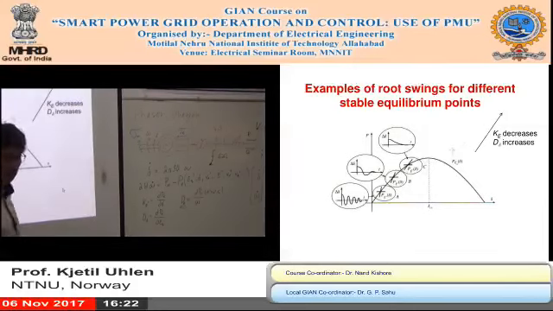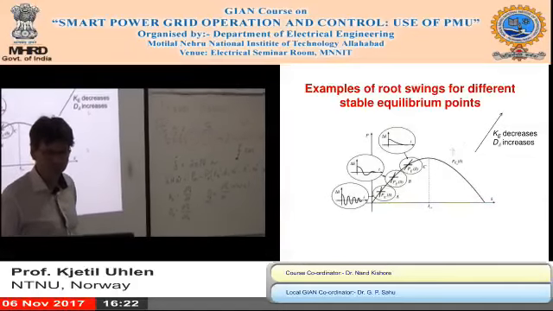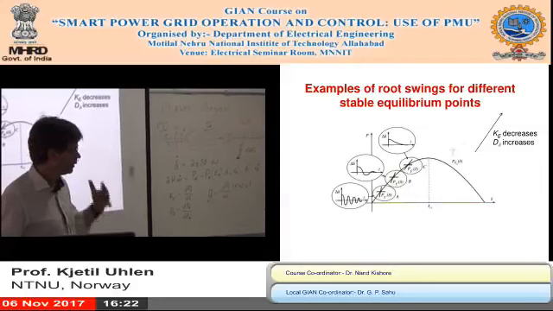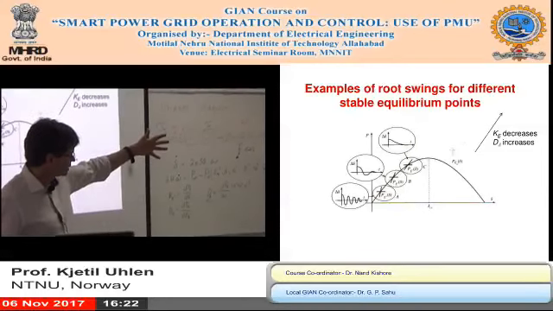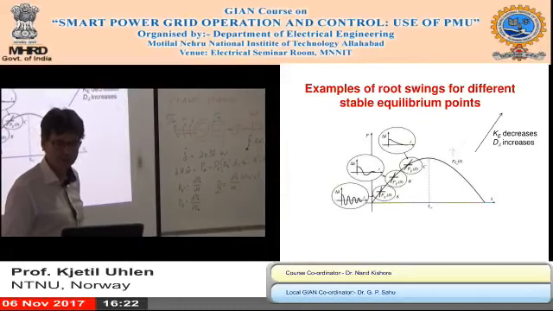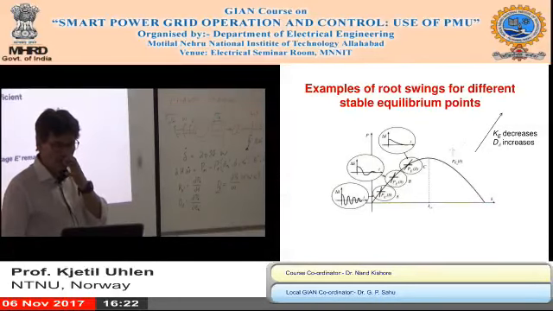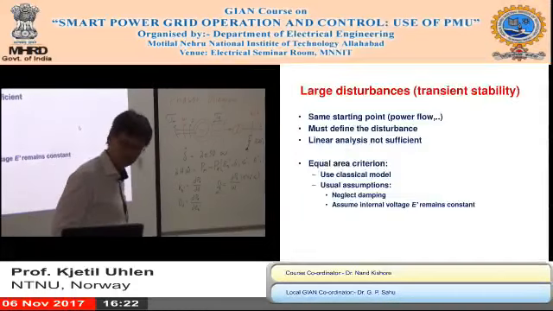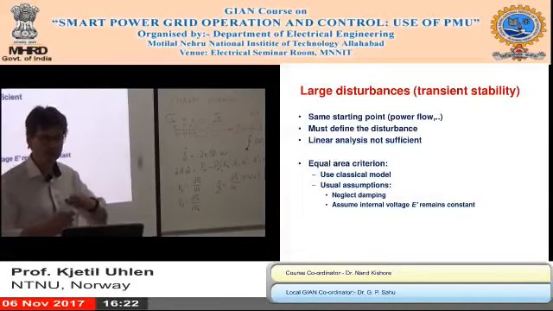But you will have different behavior depending on the operating point, depending on the disturbance. But from the linear analysis, you only get a snapshot of the small disturbances. What would happen with small disturbances? So, a summary of this.